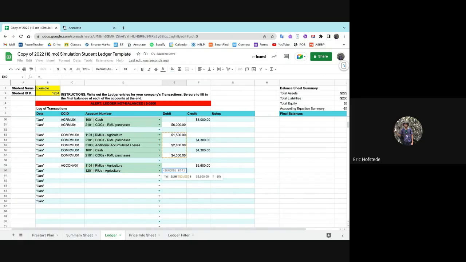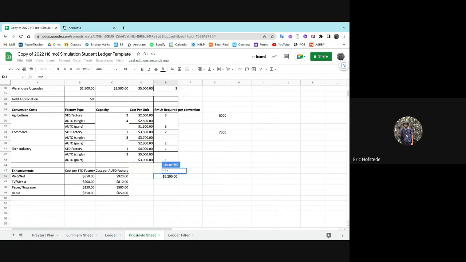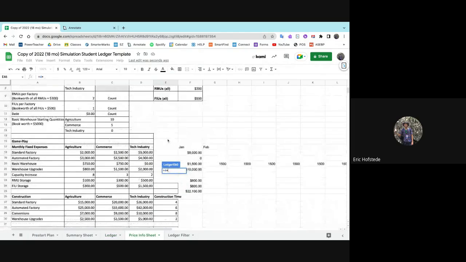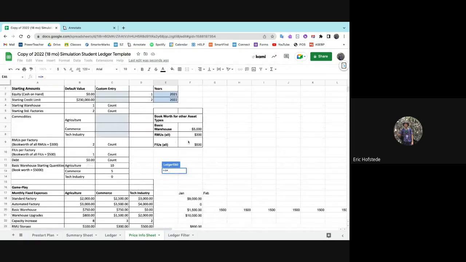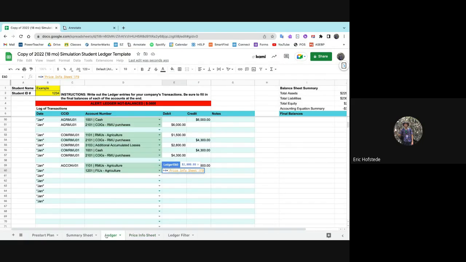So I got 4, so it's equal to 4 times, well, we go back to the price info sheet if we forgot, it's our book cost, $500. So 4 times 500 gives me $2,000 gained in FIUs. And that's not balanced. All right.